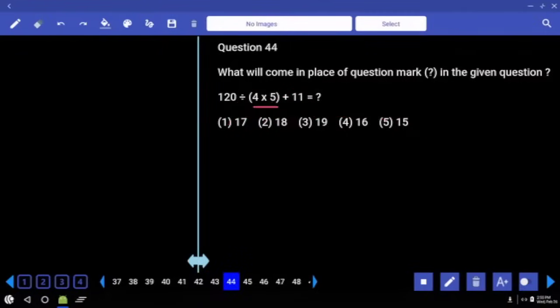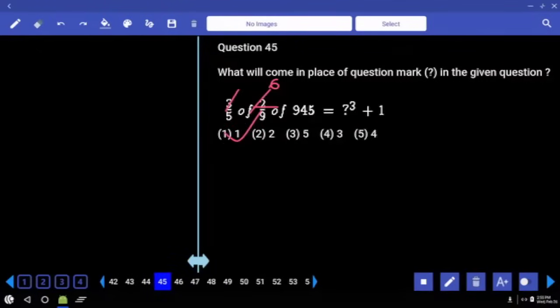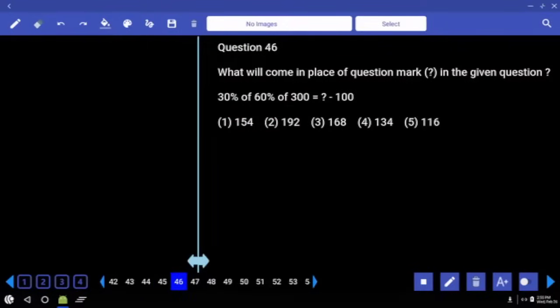4 into 5, 20. 20 cancellation 6 times. 9 into 5, 45. 45, 21 times. 2 into 3, 6. 6 21s, 126. Plus 1 comes left hand side. 125, which is 5 cube. 60% of 30%, 18. 18% of 300, 18 threes, 54. 100 comes left hand side, 154.